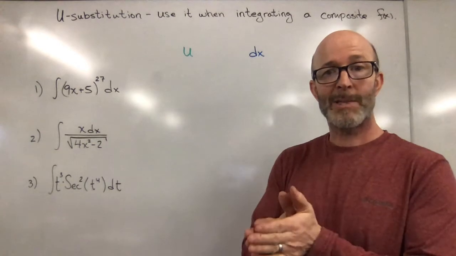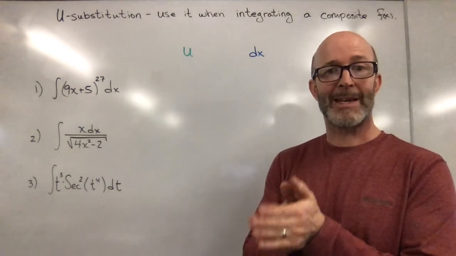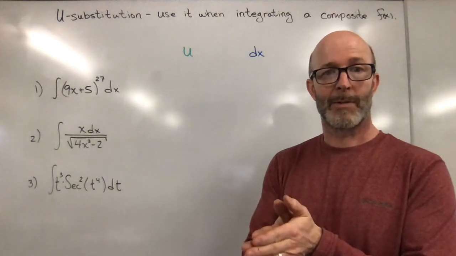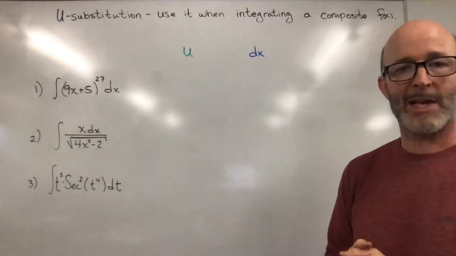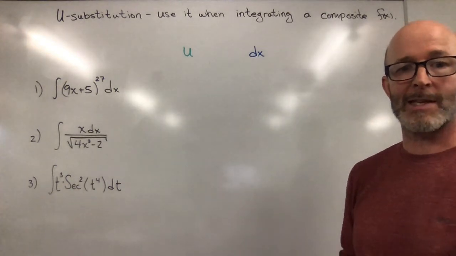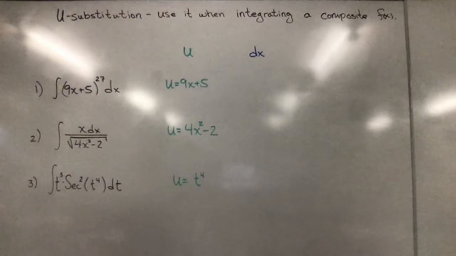If you have a composition of functions, you want to find a way to rewrite it to make it much simpler. Find U for each of these. Each of these three examples has a composition, one function inside the other. Find U for each one. If you picked out the inside function for each of these, congratulations.